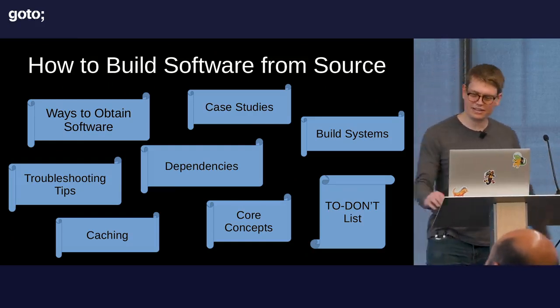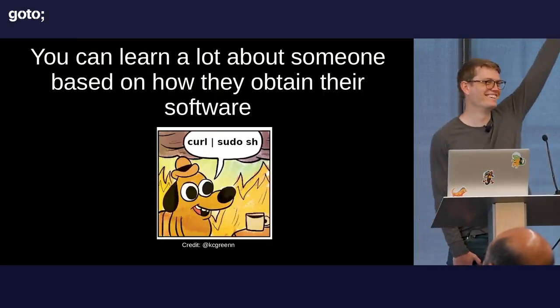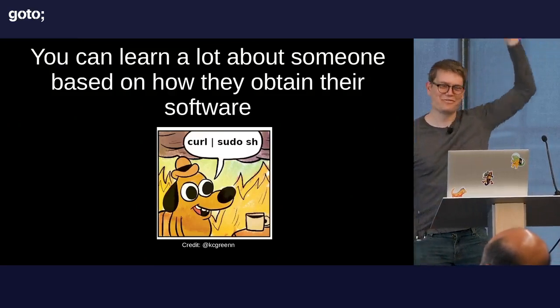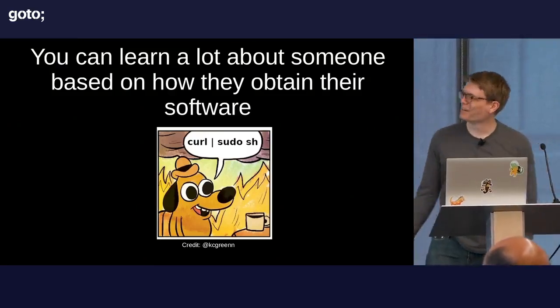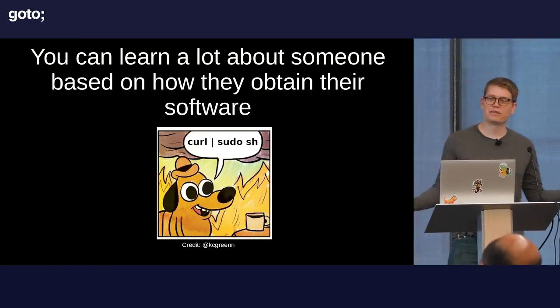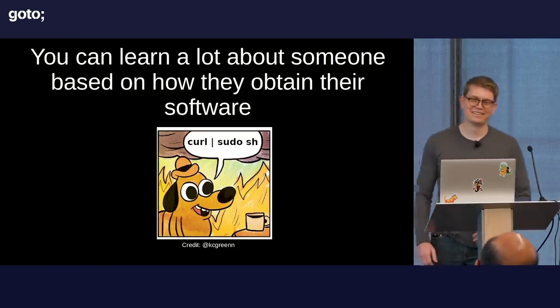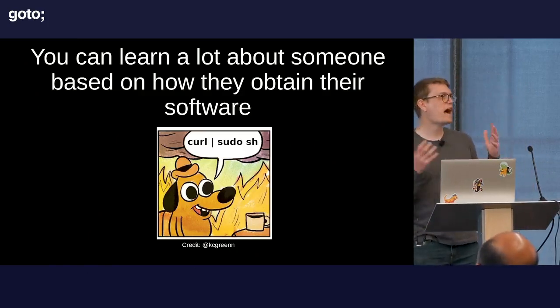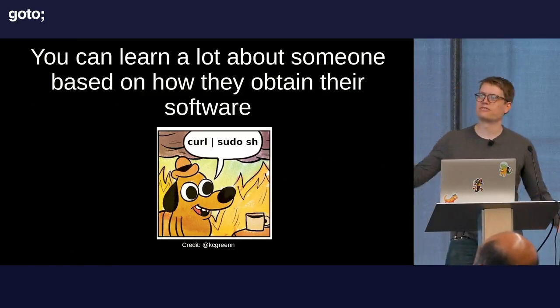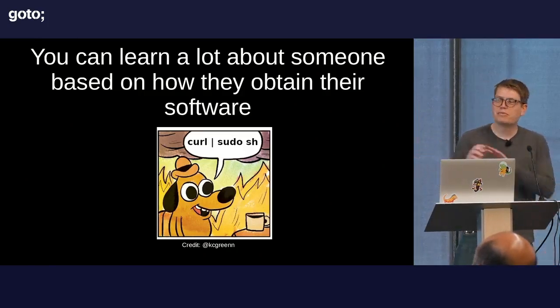So to start, all right, come on, fess up. Who's done this? Let's see, one, two, a few people. You can learn a lot about someone by how they obtain their software. You can also learn a lot about someone based on the fact that they judge people based on how they install their software. But okay, so what are actually the problems with this little snippet, curl to sudo shell script? People say it's bad, right?